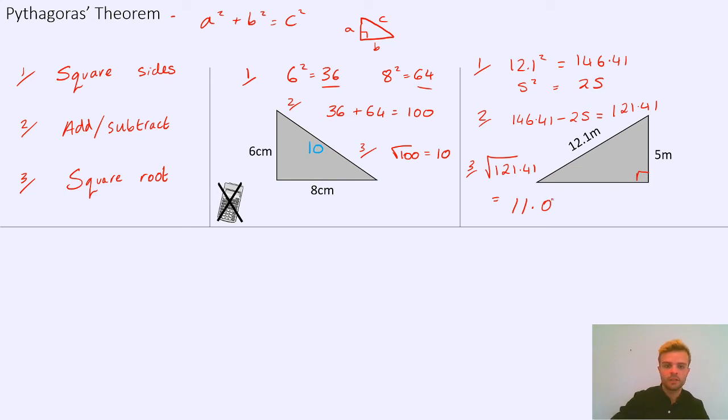I'll just give it to one decimal place: 11.0. Now we can think about whether we've done it right, because does that answer make sense? Does it make sense for this longer side down the bottom here to be 11?